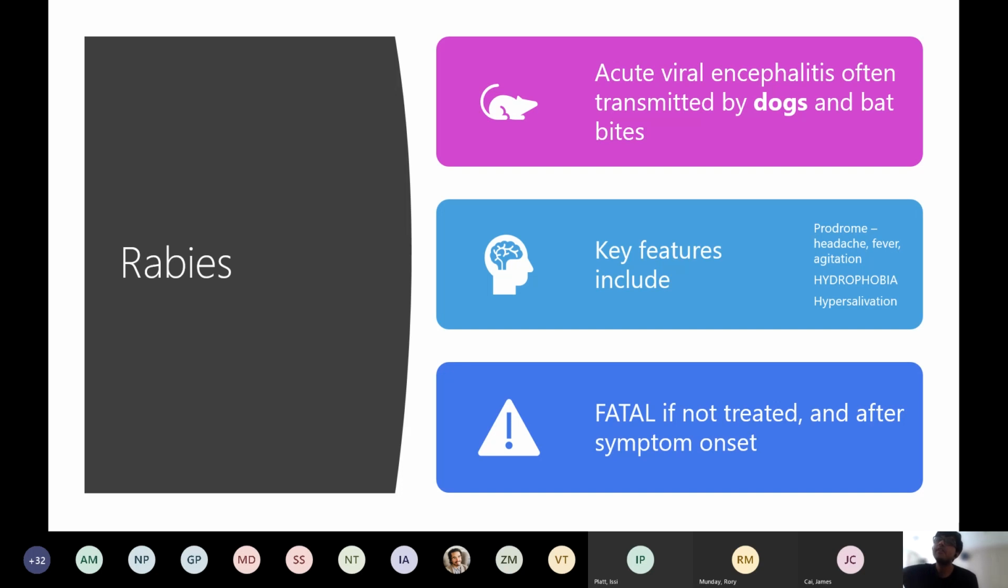And I can't highlight this enough, but as soon as you get those neurological symptoms, the hydrophobia and the hypersalivation and any kind of paralysis, you're going to die. There's nothing you can really do about it. So you need to see a doctor if you're bitten by a dog. And when people go to travel, people will come to see you about travel advice in the future. I'm sure about it. You need to warn them about rabies.